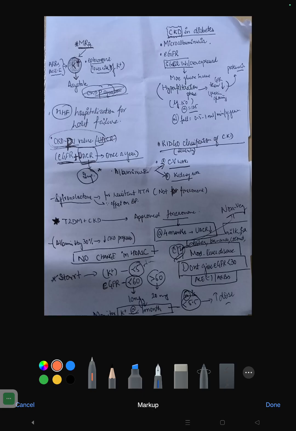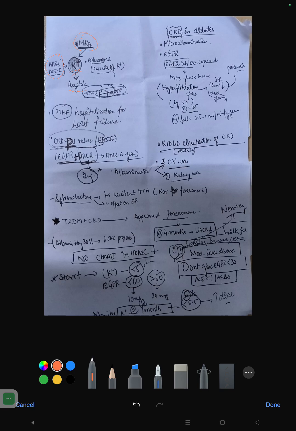The main side effect of the mineral receptor antagonist is increase in potassium, and when the potassium increases, there is always a chance of asystole, that is, a serious adverse event can happen after potassium increase. But we should remember that even the RAS inhibitors, that is the angiotensin receptor blockers and ACE inhibitors, also increase the potassium. So when we are giving both the drugs together, there is high chance of increased potassium, and the adverse event chances are more, especially the asystole.